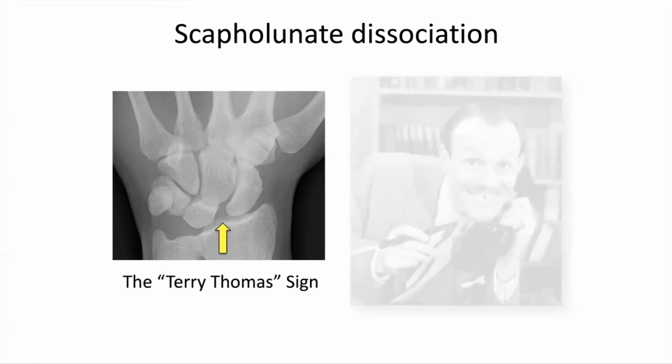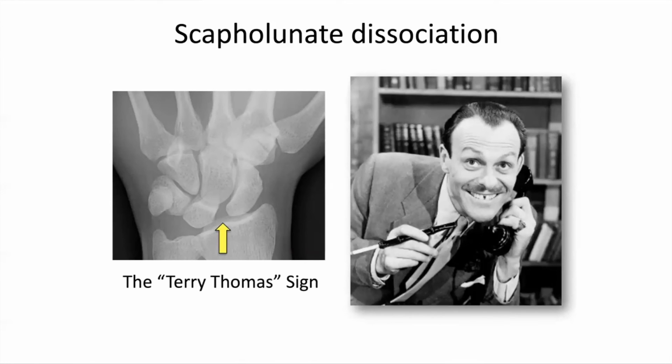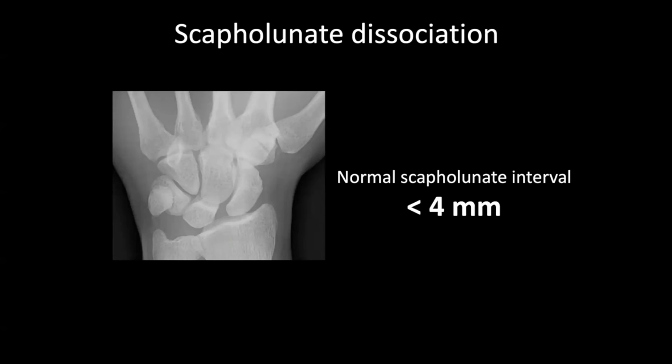They call this the Terry-Thomas sign. He was a British comedian with a big gap in his front teeth, also sometimes called the Dave Letterman sign. So again, not all injuries have fractures. So a normal scapholunate interval should be less than 4 millimeters. I'm really bad with remembering numbers. So as a general rule, all of your intercarpal distances should be about the same. And we see that this one is about twice as wide as all of the other articulations. So that is abnormal.